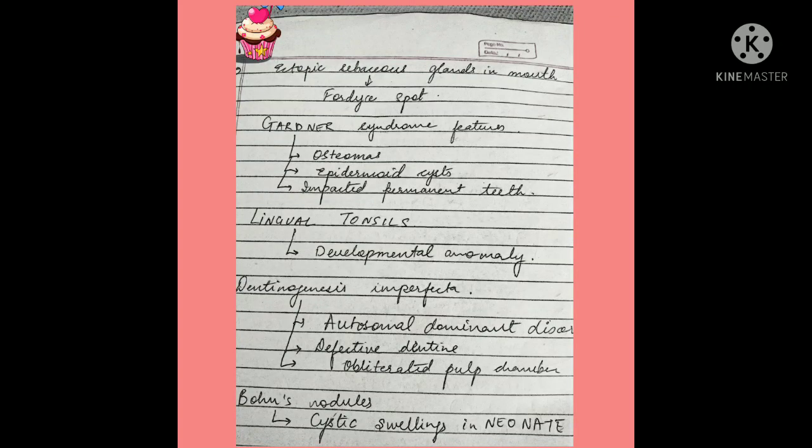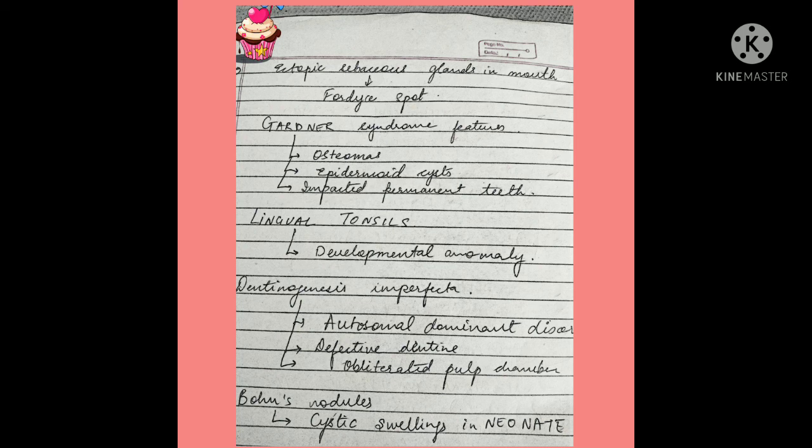So today's topic, we will start with Fordyce's spots. What are Fordyce's spots? Fordyce's spots are ectopic sebaceous glands in the mouth. They are the ectopic sebaceous glands. Okay. So the next topic is Gardner syndrome.